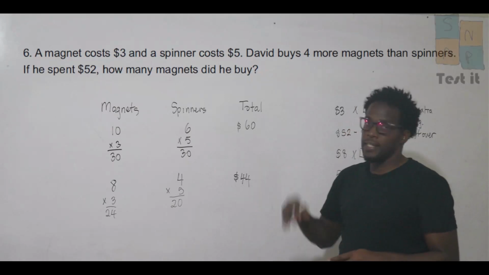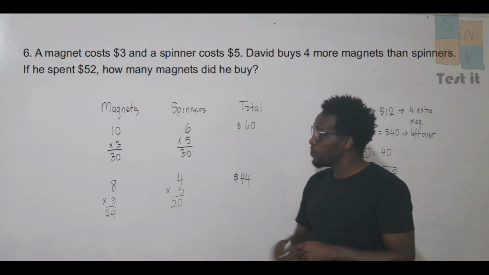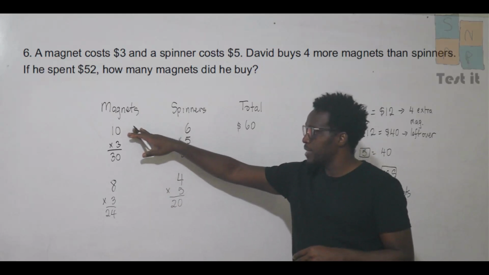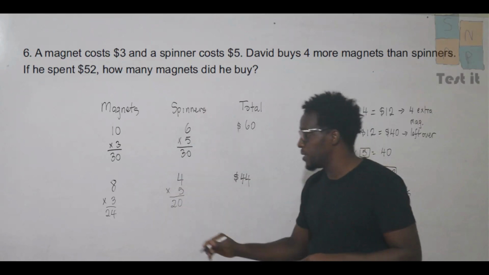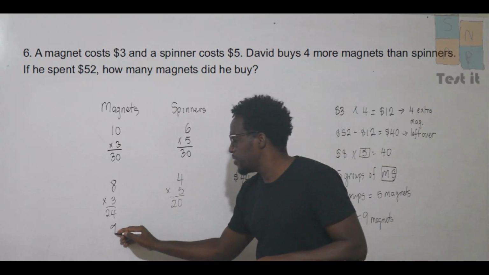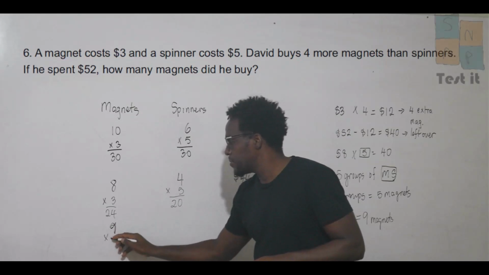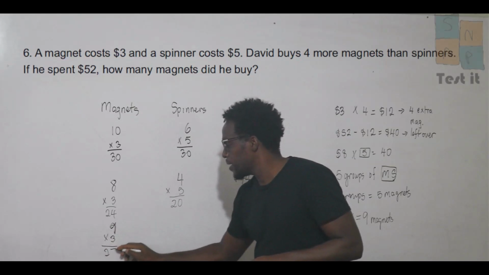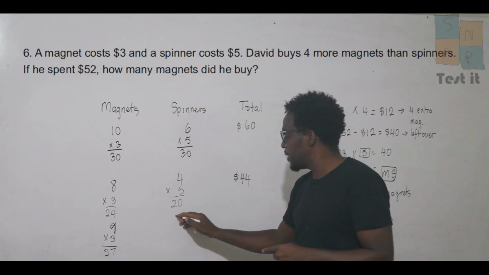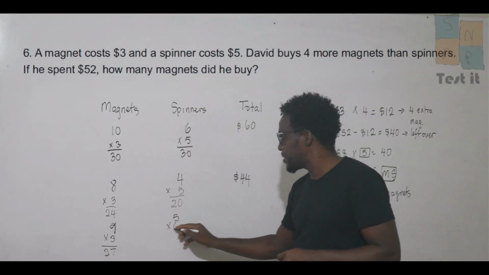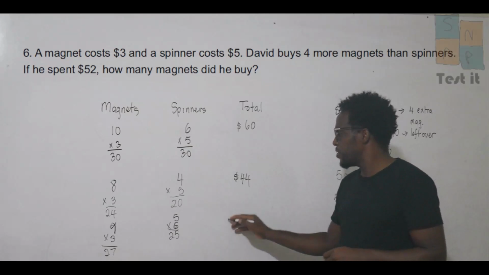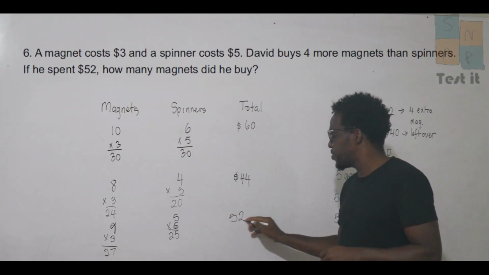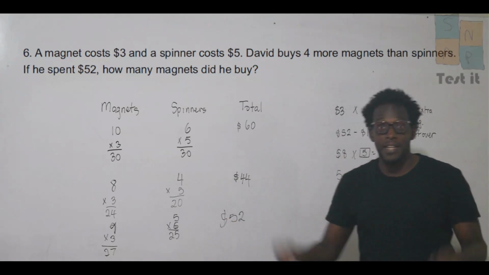We want a guess that gives us $52. So since we already guessed 10 and this was too high, we guessed 8, this was too low, let's guess somewhere in the middle. Let's guess 9. And if we guess 9, 9 times 3 is 27. And the spinners would be 5. 5 times 5 is 25. And 25 plus 27 is going to give us 52. And that's our answer. We got 52.